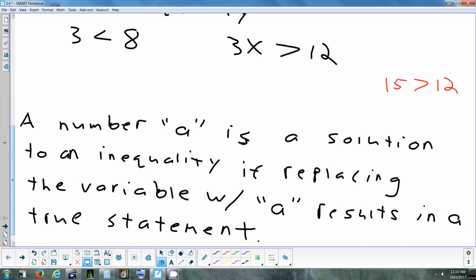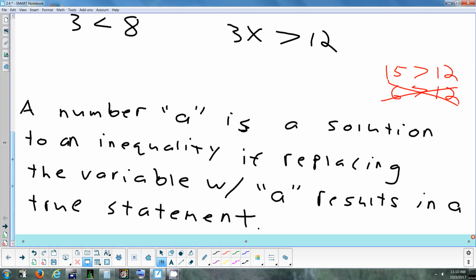If I try 2, Julia, what's 3 times 2? 6. Is 6 greater than 12? No. So that means 2 is not a solution. So plug it in, see if you get a true statement. Any questions on how to check if a number is a solution?